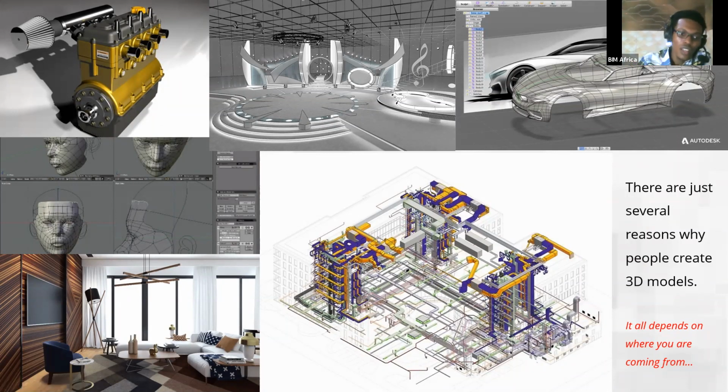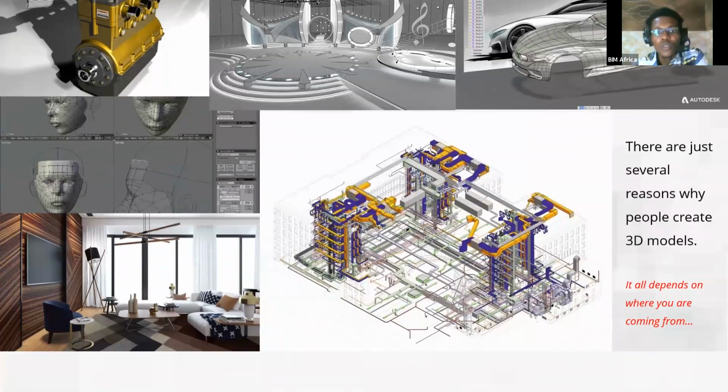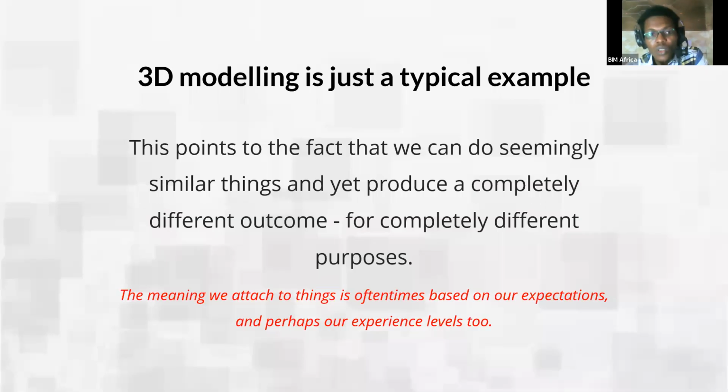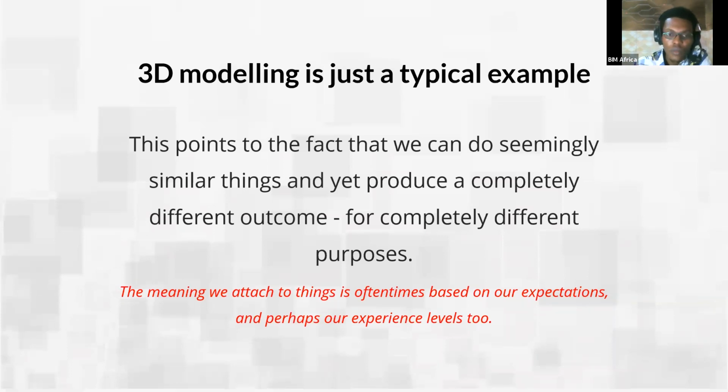This one could be an interior design created by an architect or an interior designer. And this one could have been created by an MEP firm. These are all 3D models. So you see that there are several reasons why people create 3D models. It all depends on where they're coming from and where they're going. The same applies to building information modeling today, right? 3D modeling is just a typical example. This points to the fact that you can do similar things and yet produce a completely different outcome for completely different purposes. The meaning we attach to things these days is mostly based on our expectations and perhaps our experience levels as well.